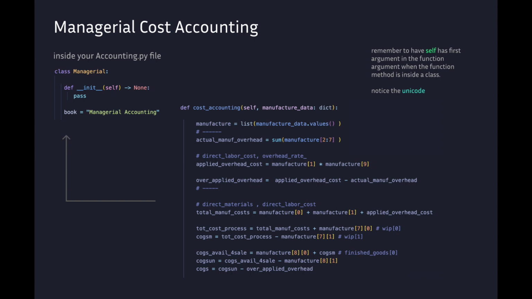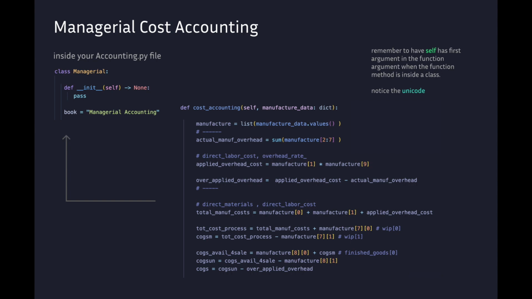Over applied overhead variable is applied overhead cost subtract actual manufacture overhead. Total manufacture costs variable is manufacture index 0 plus manufacture index 1 plus applied overhead cost. Total cost process variable is total manufacture costs plus manufacture index 7 index 0.